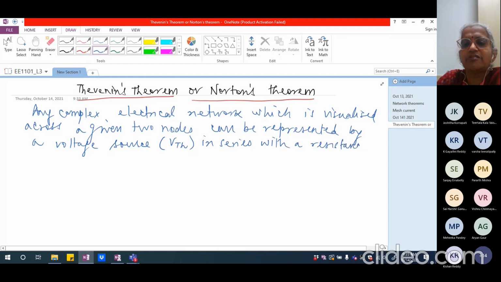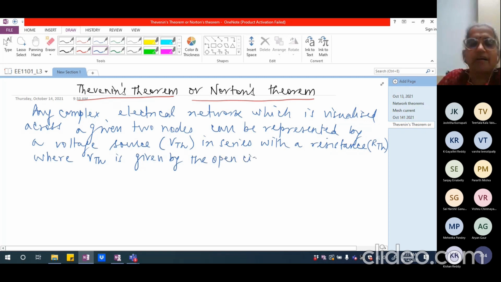In this case, I'm talking about resistance because we are only talking about DC circuits with resistance. We are not talking about inductance or capacitance. So I'm calling this resistance. Otherwise, it is an impedance, with a resistance which is RTH. Where VTH is given by the open circuit voltage across the two nodes.